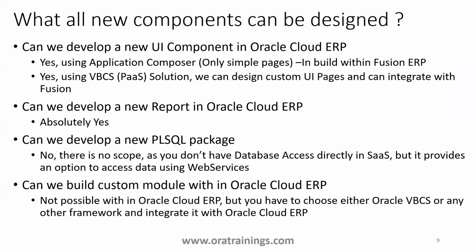Generally, these are some of the questions we come across when we work with Fusion ERP. The first thing is, can we design a new UI component? Just now I said that there are two ways you can design: using App Composer or using VBCS. Not only that, you can design new pages using any other Java application, Python program, or maybe PHP, or whatever it is, and then link it as a hyperlink to Fusion ERP. You can click on that link and navigate to that particular ERP.